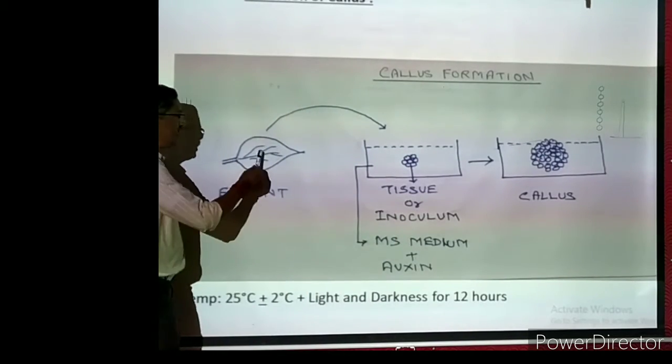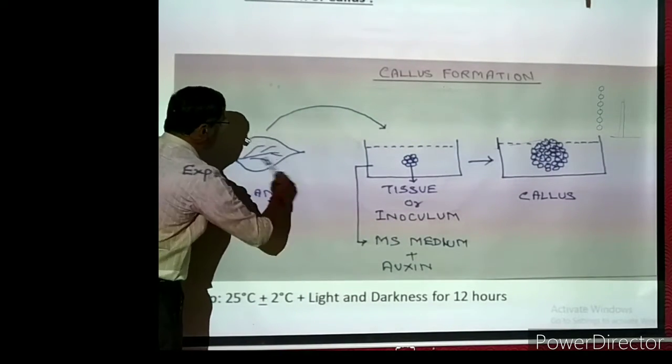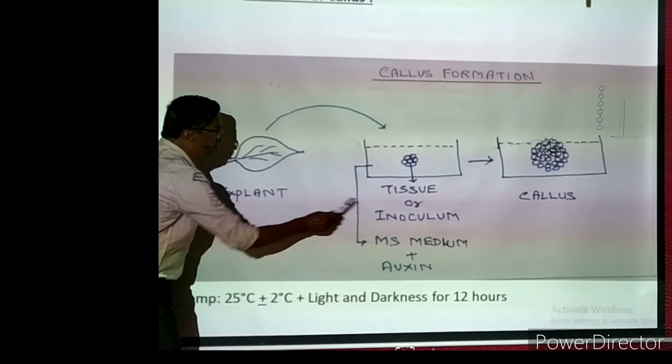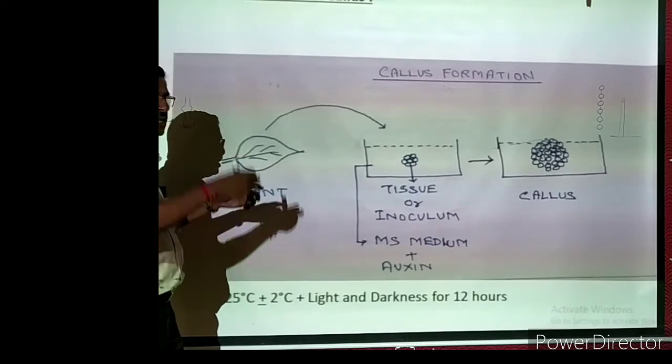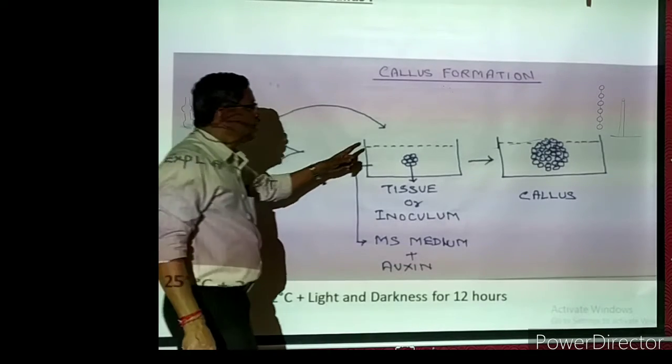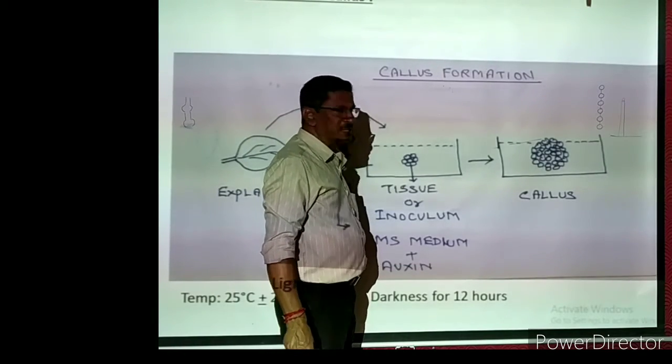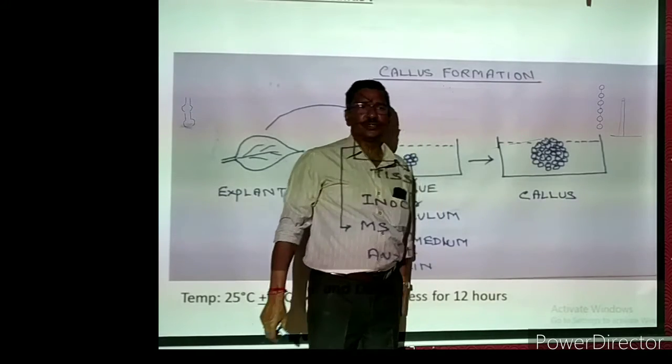Okay, so like that any number of tissues we can take, any number of inoculum we can take from the leaf, maybe 20, 30, 40 inoculum we can take, separately we can keep. So how many inoculum we are taking from a single leaf, that many number of callus will be formed.